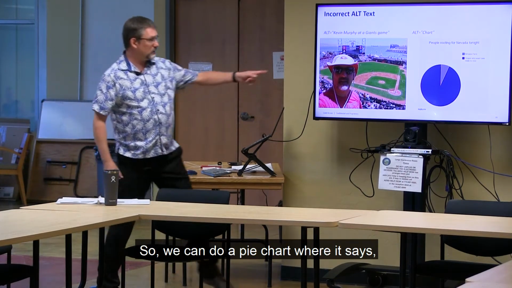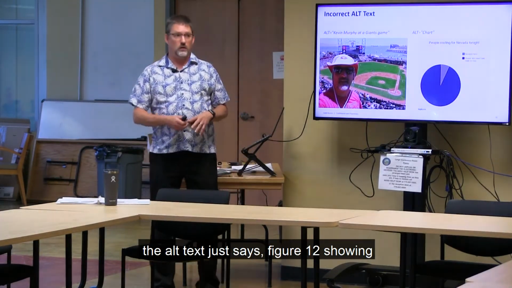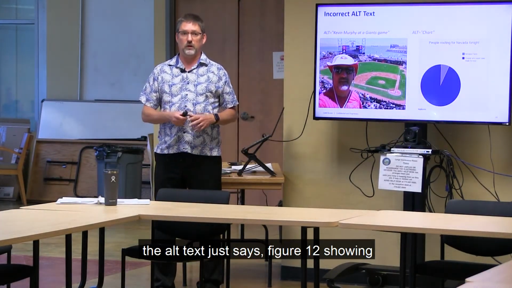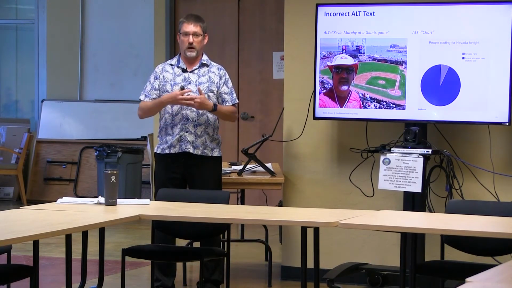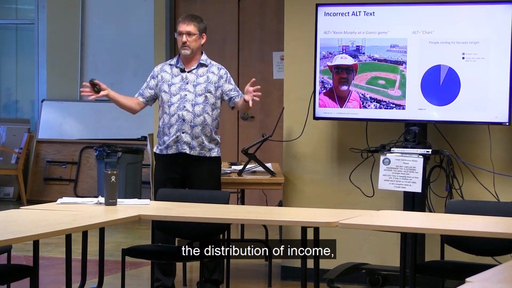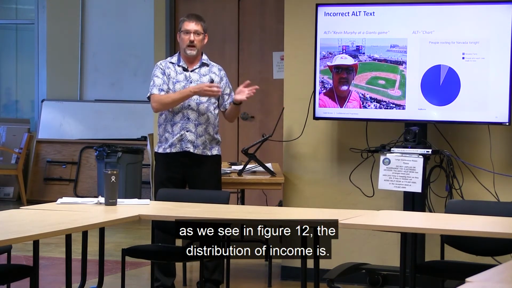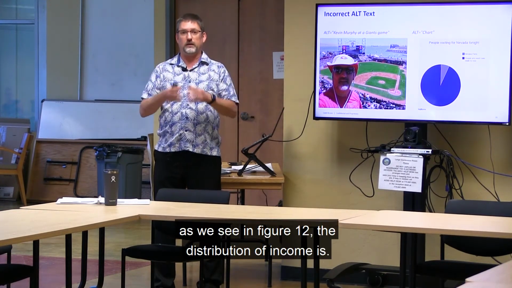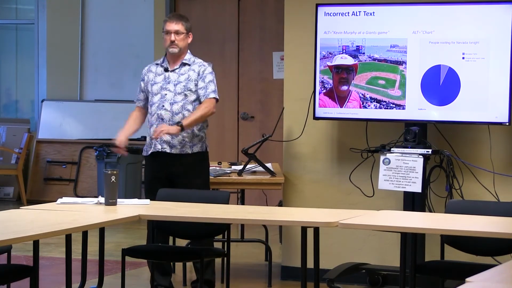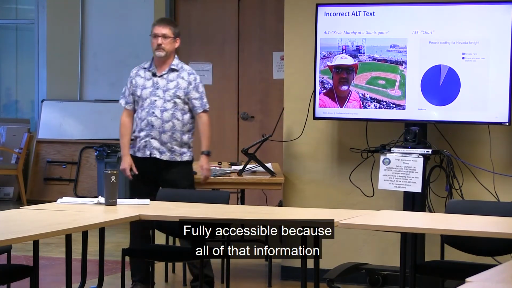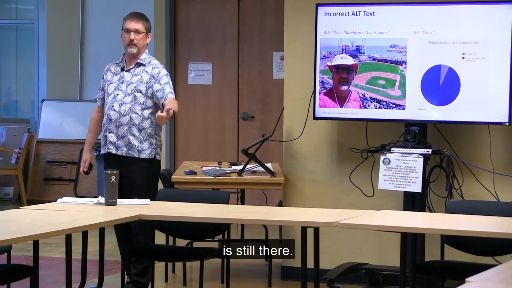So we can do a pie chart where the alt text just says, figure 12 showing the distribution of income. And then in the body copy we say, as we see in figure 12, the distribution of income is fully accessible, because all of that information is still there.